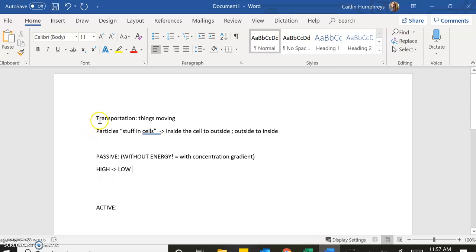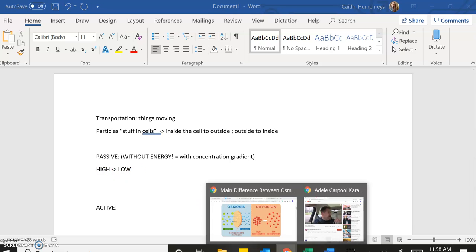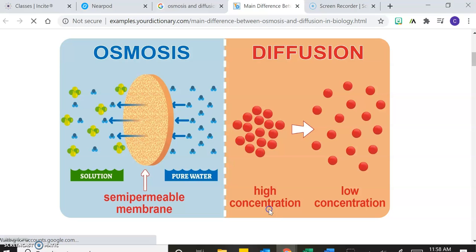So again, transportation is moving things, aka particles, inside and outside of the cell. And there are two types, passive and active. Passive means to do it without energy. So if it's without energy, it's with the concentration gradient, which means we are going from an area of a lot of stuff to an area of not so much stuff, so high to low. So diffusion is the act of moving particles from a high concentration to a low concentration.